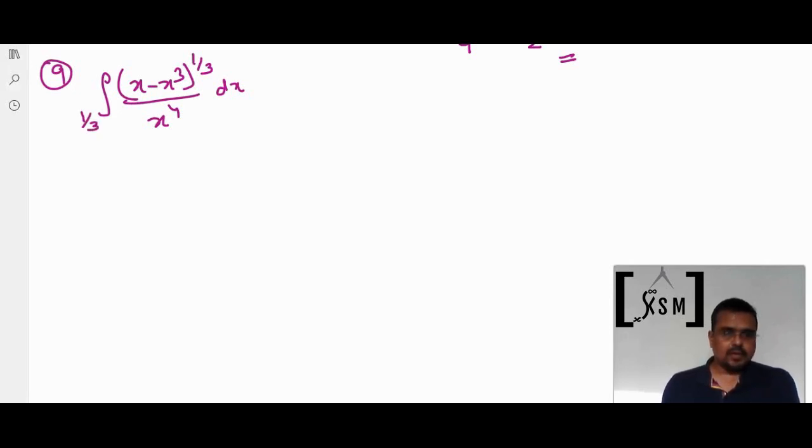First we have to understand why we should do that. From the numerator we cannot break, because the power is 1/3. It is not like 2, 3, 4. No, it is 1/3, so breaking is also not possible. The denominator is x to the power 4, not helping too much. Okay. So let's try something.